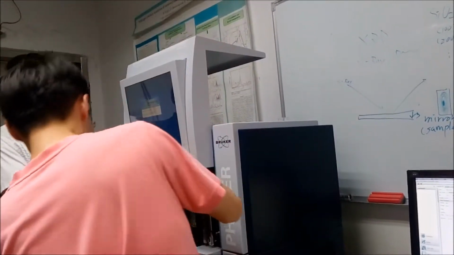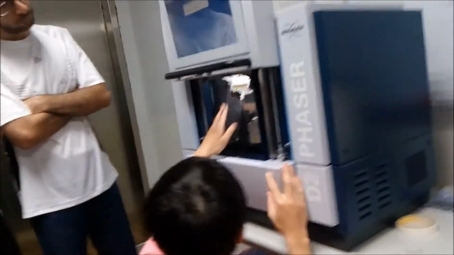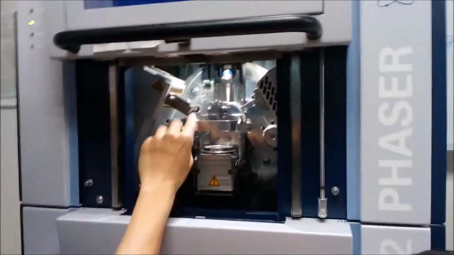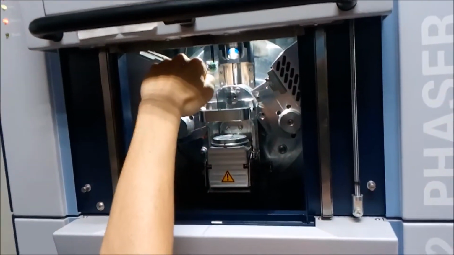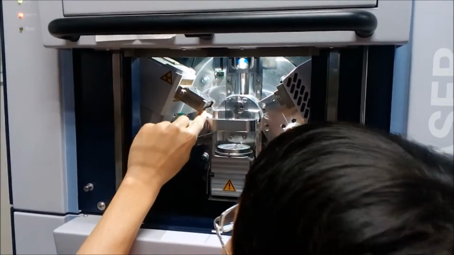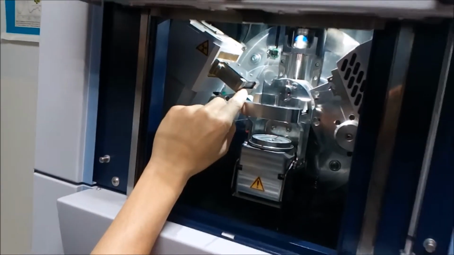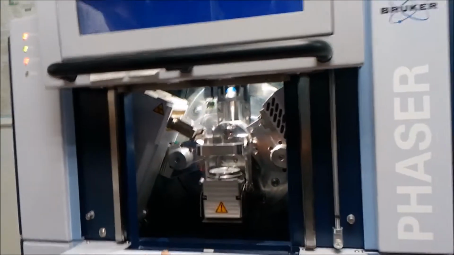So these are the components in this mechanism. You can see this is the X-ray source. It comes from here. This is the shell and the X-ray tube is inside. And this is a monochromator. You can see it here, 0.2 millimeter on this side, and this side also. So X-rays come from there.